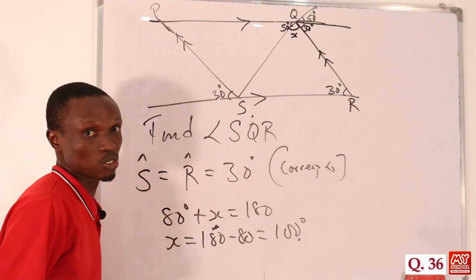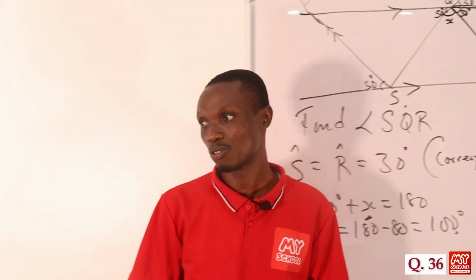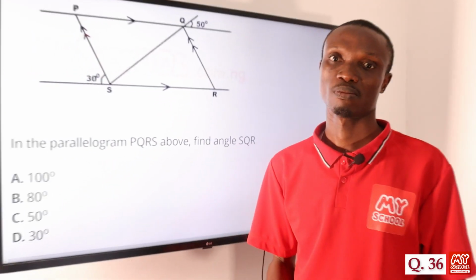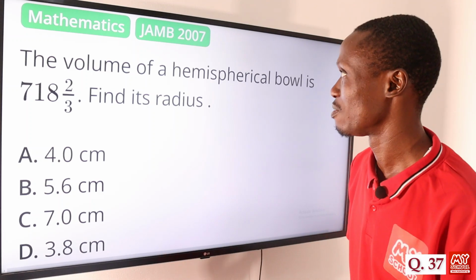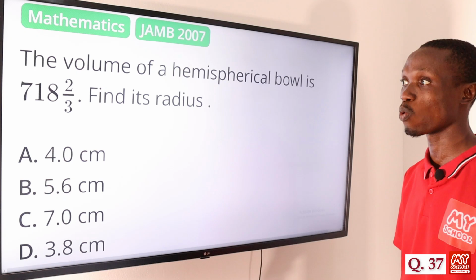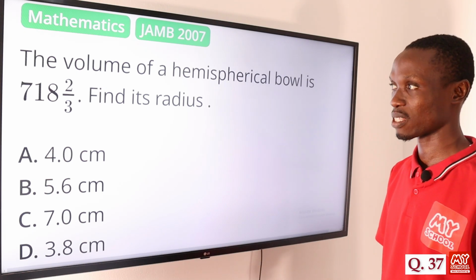So let's return to the screen to pick the correct answer to this question, and that is option A, 100 degrees. Question 37. The volume of a hemispherical bowl is 718 and 2/3.